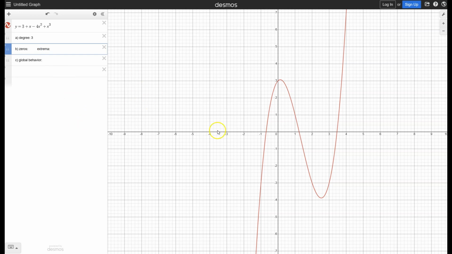Okay, so this is just supposed to be a count for this second thing. I see 1, 2, 3 x-intercepts. I see a single local max and a single local min. So that's 3 zeros and 2 extrema for my third degree polynomial.